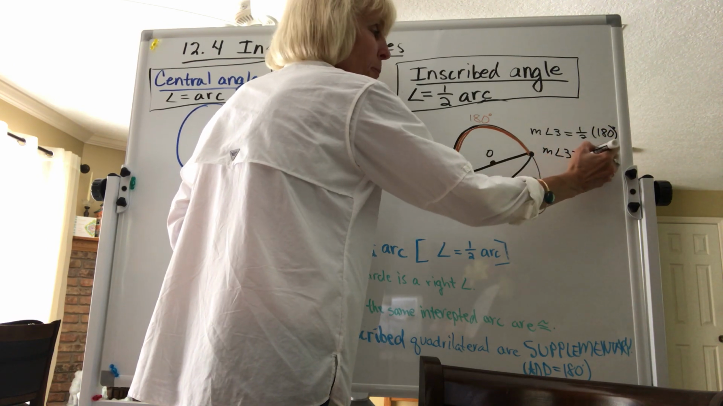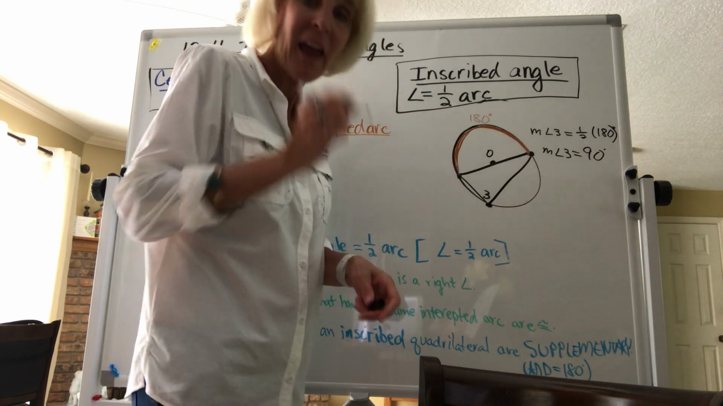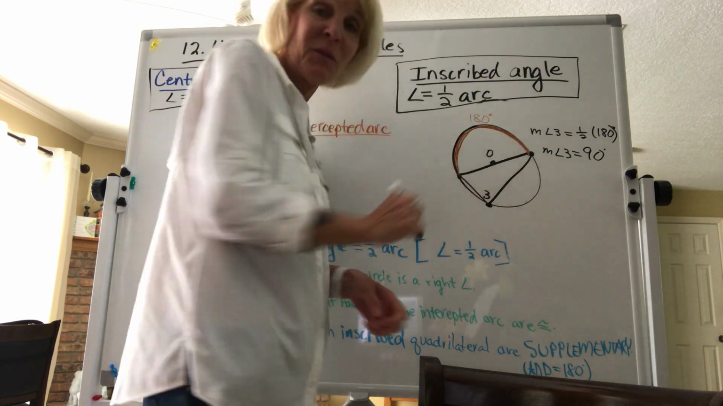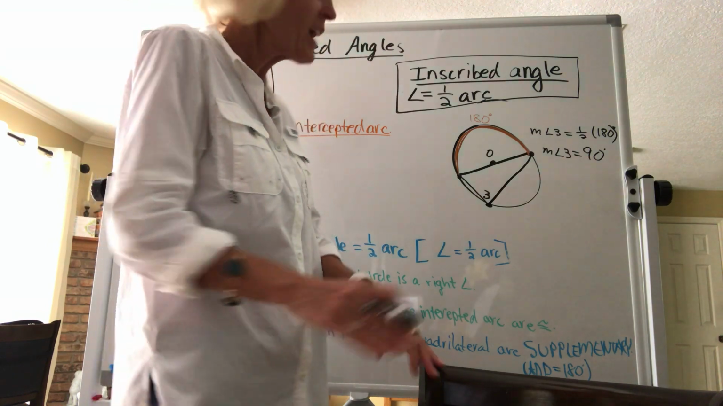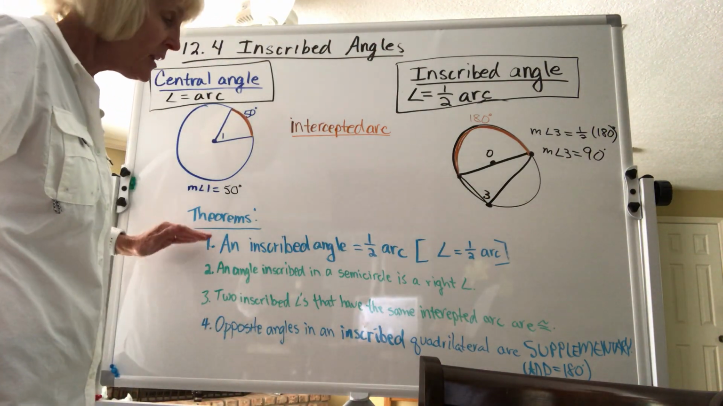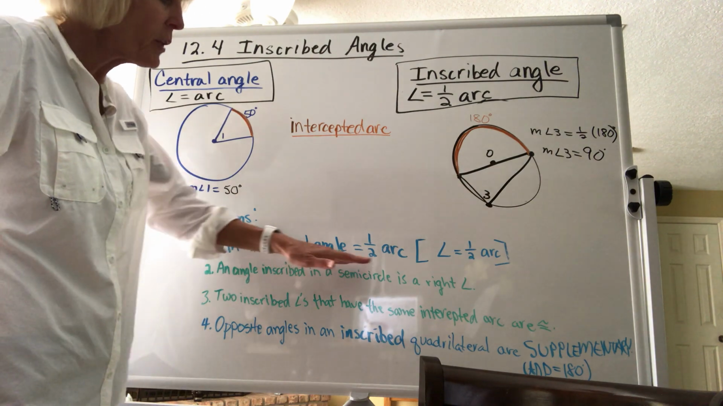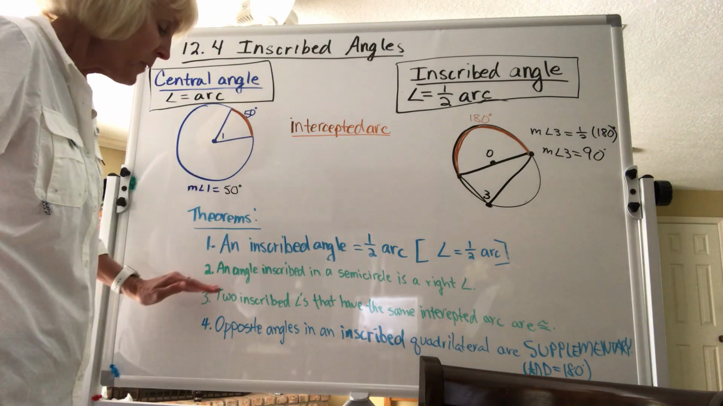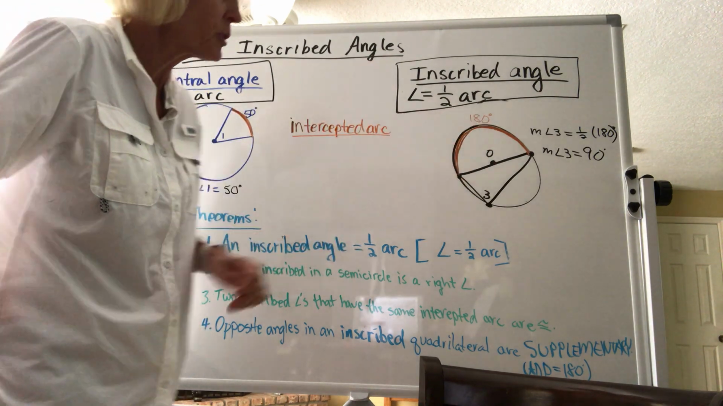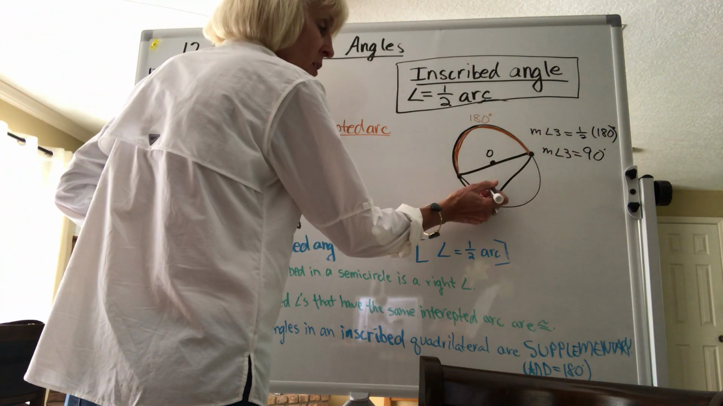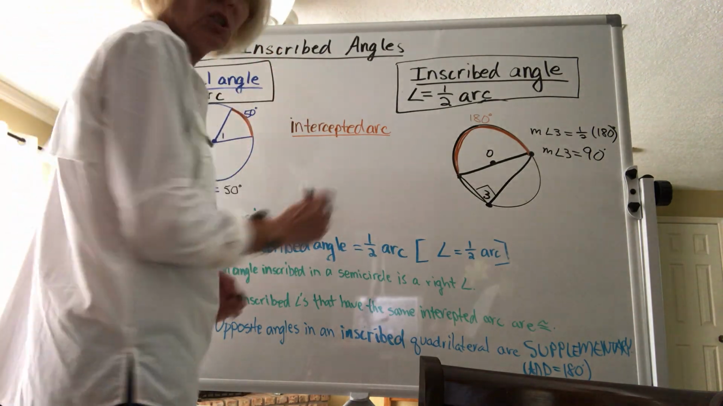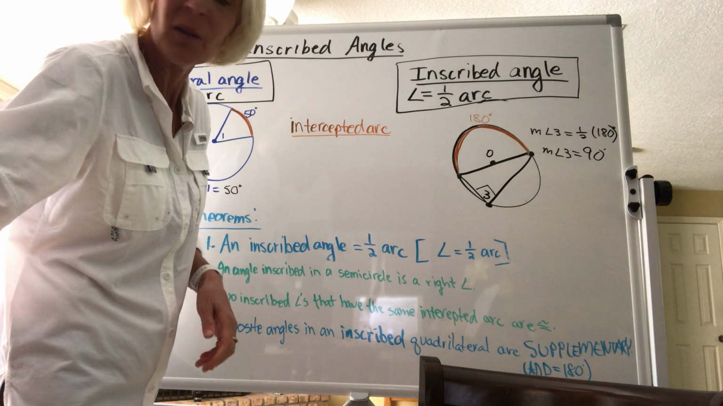So it's very, very simple today. Inscribed angle, half the measure of the intercepted arc. Okay? Now that brings us then to our theorems. Our first theorem is just that an inscribed angle equals half the intercepted arc. And then we had our second theorem, an inscribed angle in a semicircle is always a right angle. So I don't even have to do anything. If I see it's inscribed in a semicircle, it's going to be a right angle.